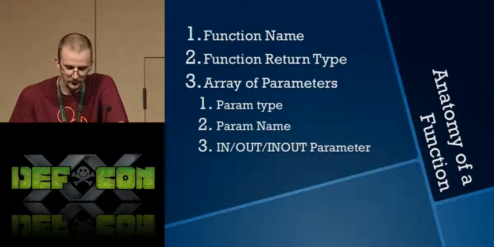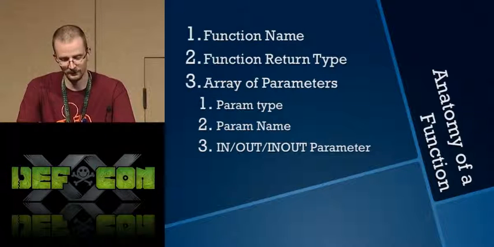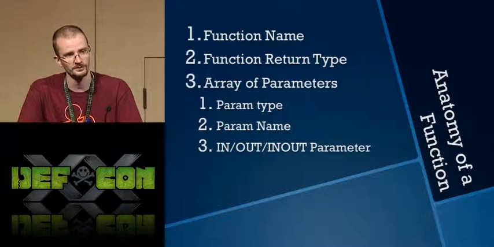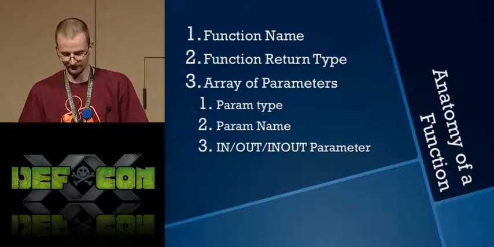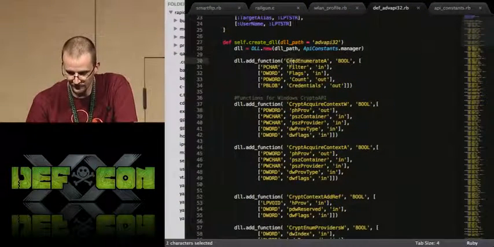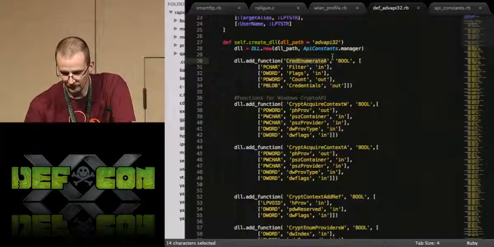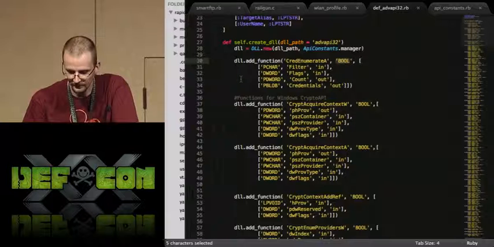So the basic anatomy of the function definition is that we have a function name, what type of function it is, basically what type of return value it has, and then we pass in an array of parameters. And flip over here again so I can actually show you that. So this is the name of the function. Then we have our type. So this is a Boolean. It returns true, false. And then here's our array of our parameters.